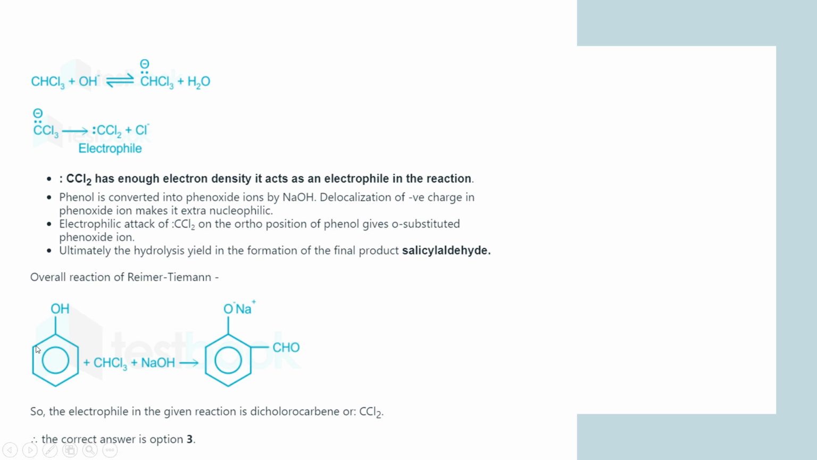The aromatic ring will attack on the carbene, and subsequently hydroxide ion will act to give you the desired aldehyde on the ortho position. Okay, the mechanism of this reaction you can study under the topic Reimer-Tiemann reaction. But you must know that the electrophile generated in this reaction is CCl2 carbene.